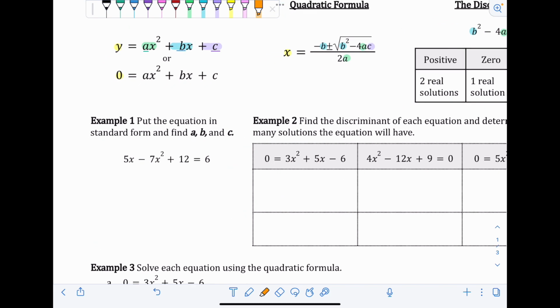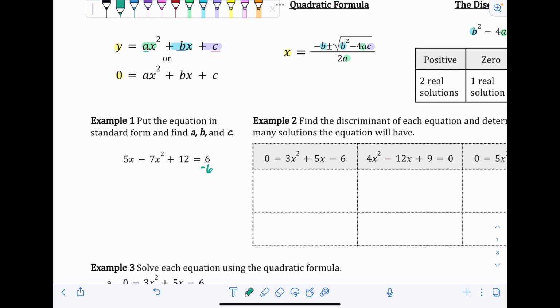Okay, so 5x minus 7x squared plus 12 is equal to 6. So I'm going to prioritize getting everything on one side of the equal sign first. So I want to figure out a way to get rid of this 6. Since 6 is positive, I'm going to go ahead and just subtract it over.